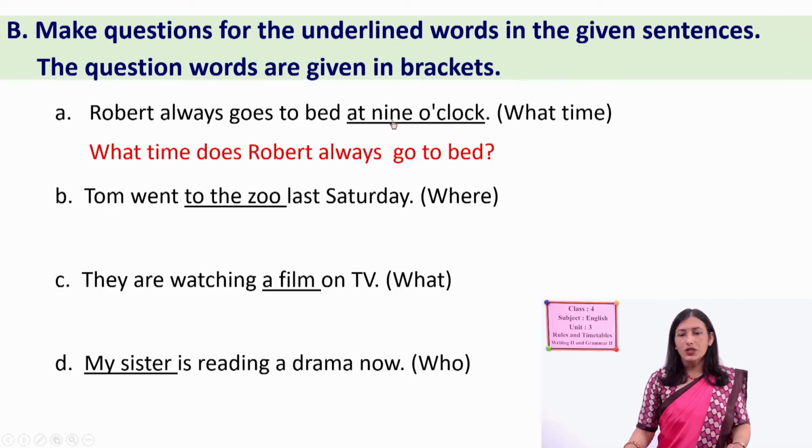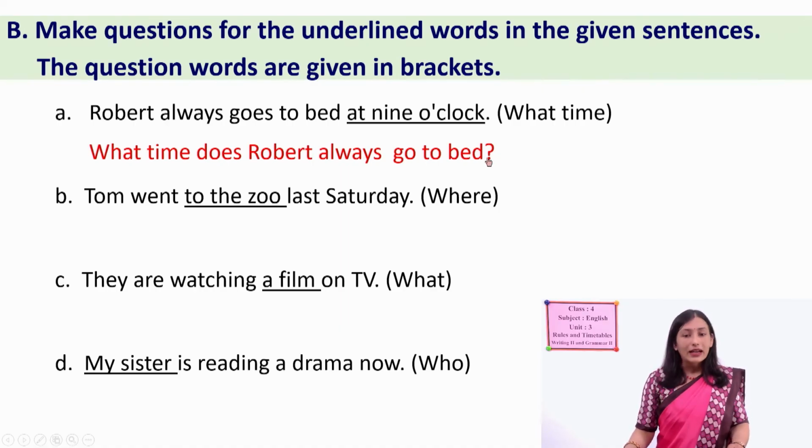How do you write the question? What time? You have to begin with it, and then does. So you have to look at the verb form as well. There is verb 5, that's why we should write does here to make the question. And then the subject, Robert, and always. And then you should change the verb. When you use does here, you should change it into verb 1. Go to bed, and don't forget to put a question mark at the end.